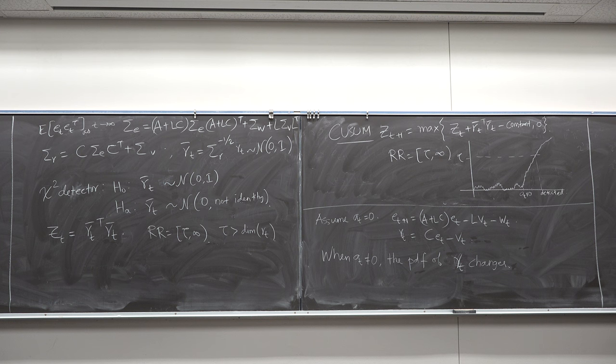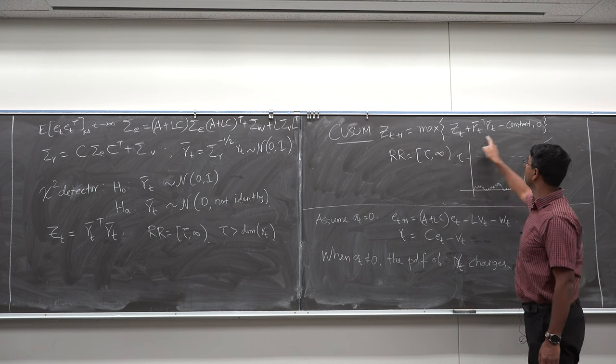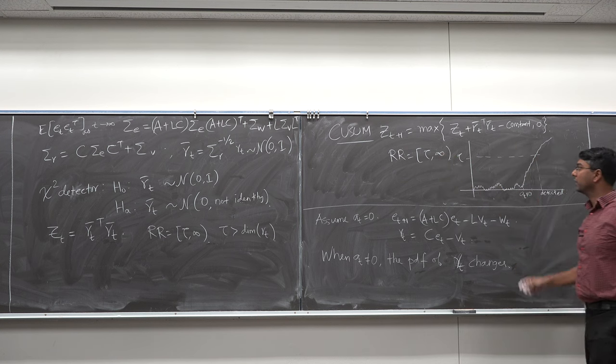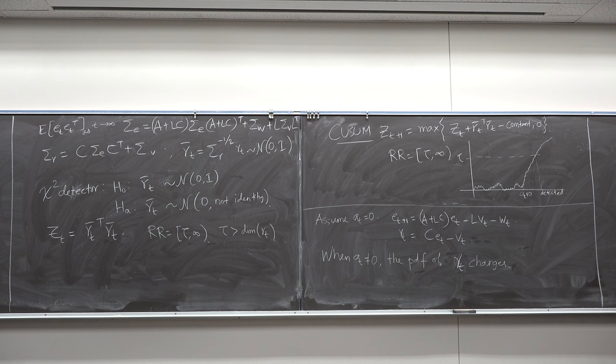There are two parameters here that you can change. One is this constant and one is this tau. So depending on your preference, you can pick whatever constant and tau you want in order to optimize the false alarm rate and the detection delay.